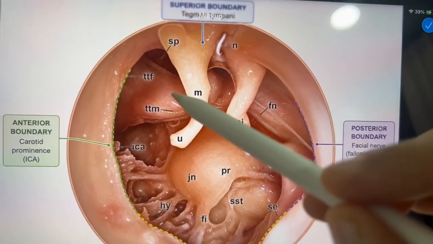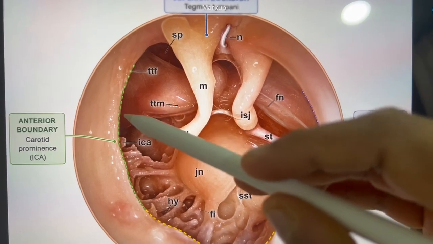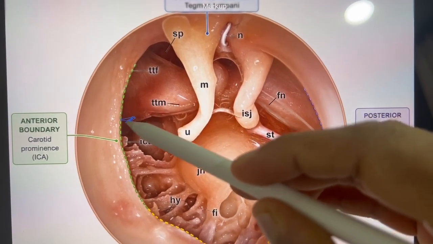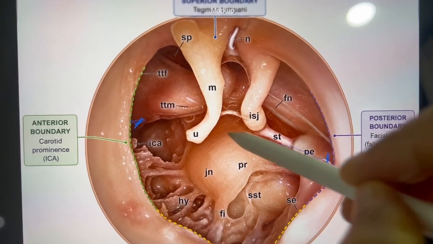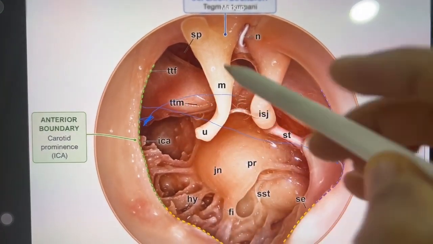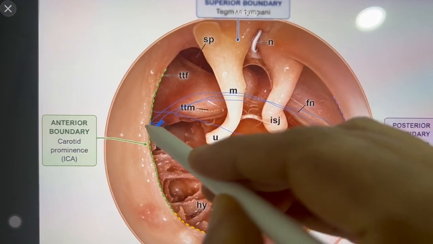This tympanic diaphragm is the series of mucosal folds from the supratubercular area till the pyramidal eminence. So here to here, this goes like this. This is the tympanic diaphragm.